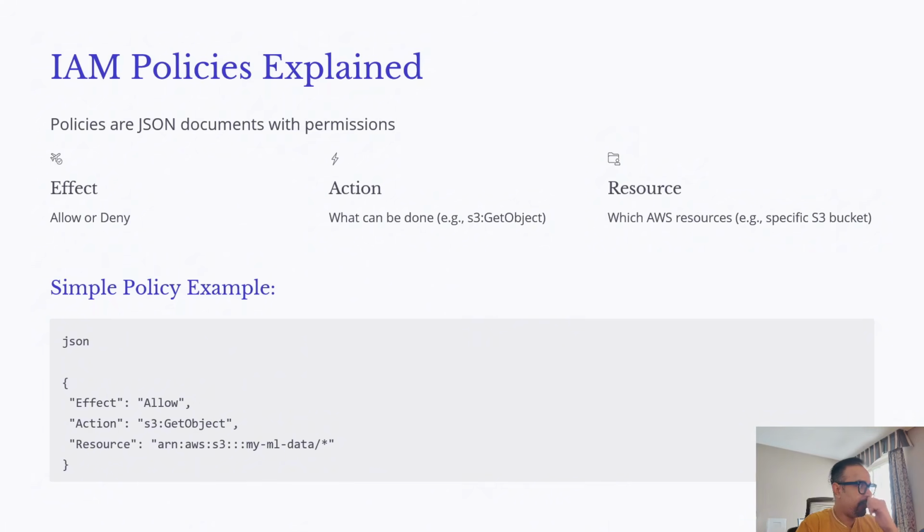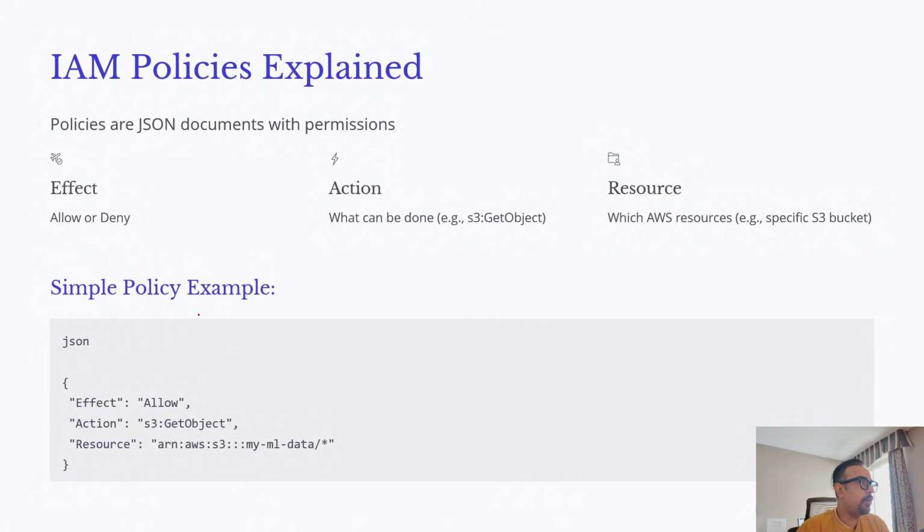So over here, I have given one example in which what exactly the policy is doing is the policy grants permission to download files from my ML data bucket. That's it, nothing more. So the training job can read data but can't write, delete, or access other buckets. And this is the least privilege in action.